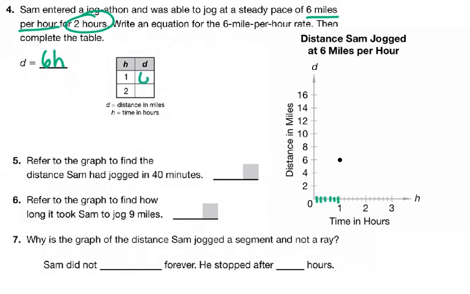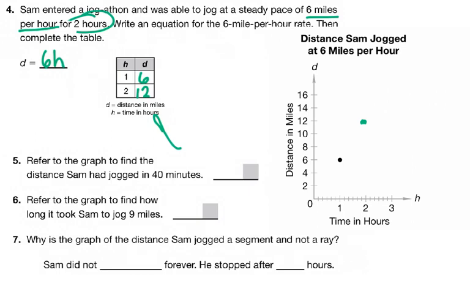So 1 hour, he'll go 6 miles, and 2 hours is 2 times 6, which is 12 miles. And so we're going to graph that on our table over here. They've already graphed 1 hour, and we're going to graph 2 hours, which is about right here. And so then you're going to go ahead and draw a line through that.